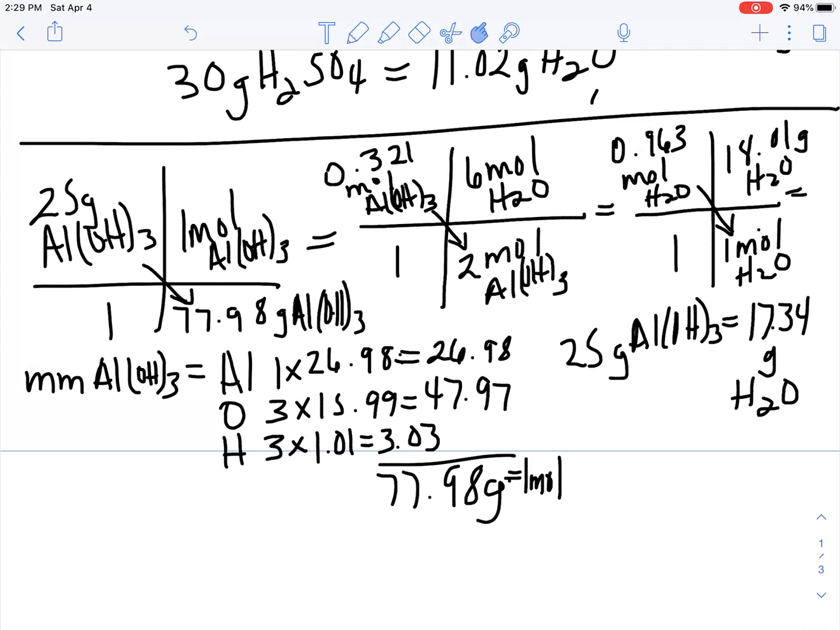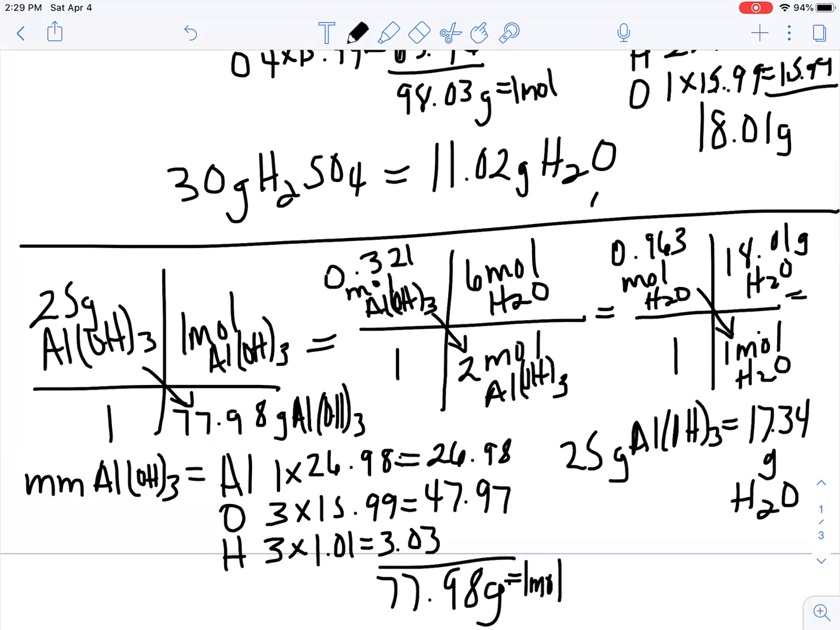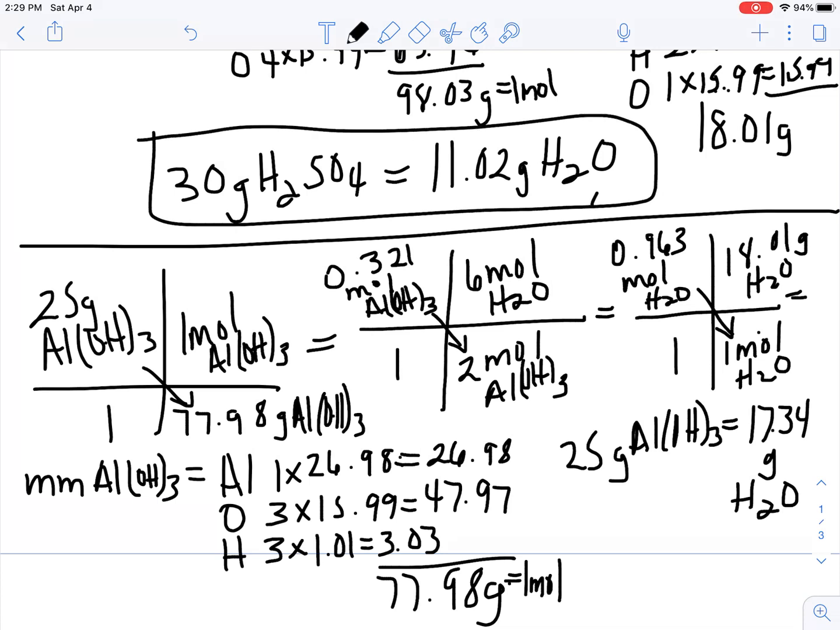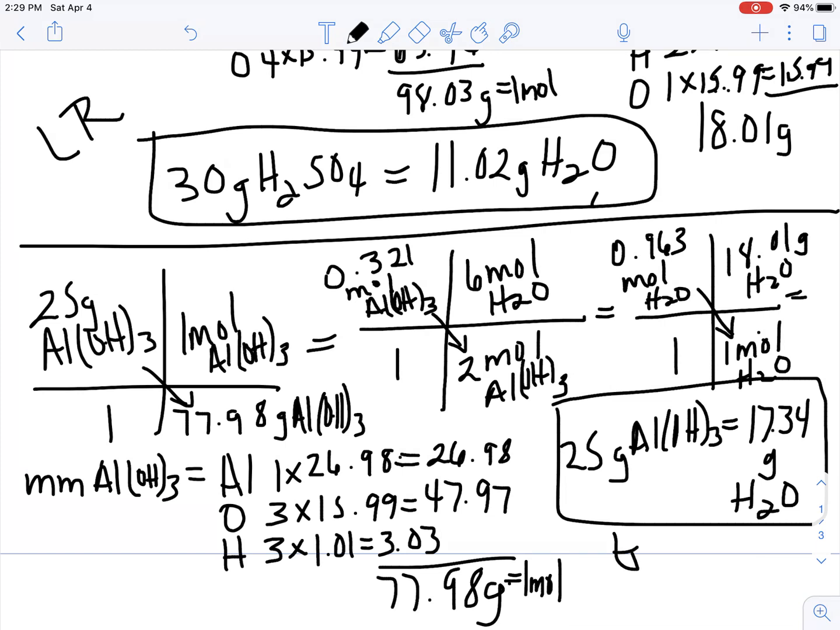So let's look back. We had this information for our first reactant. This is the information we ended up with for our second reactant. Now, the sulfuric acid gave us the smallest amount, so that will be our limiting reactant. Aluminum hydroxide gave us more, so it will be known as the excess reactant.